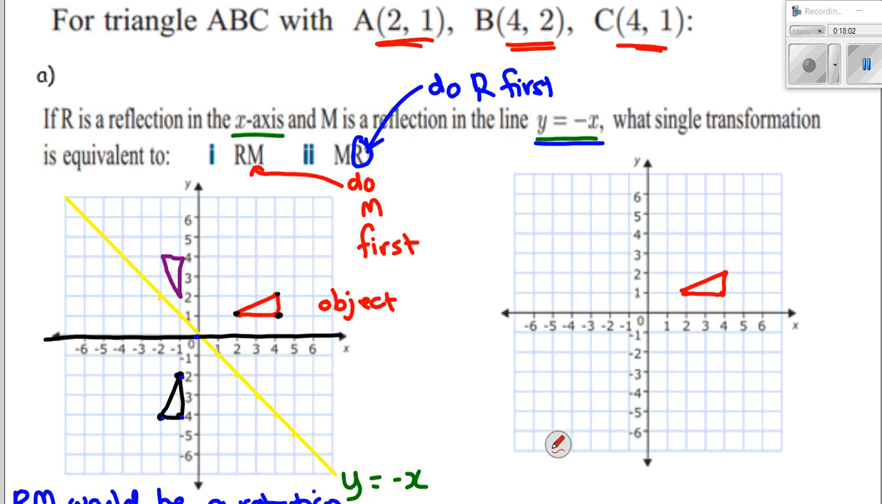So we have to do R first. R is the reflection in the x-axis. So remember the x-axis, this thing here, we're going to reflect across that. That's easily done. So I'm going to do that in black. So reflection in the x-axis. This point will go down here. This point will now be equidistant there. This point will be down here.